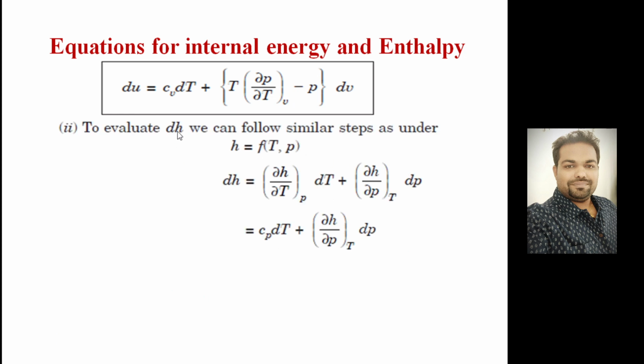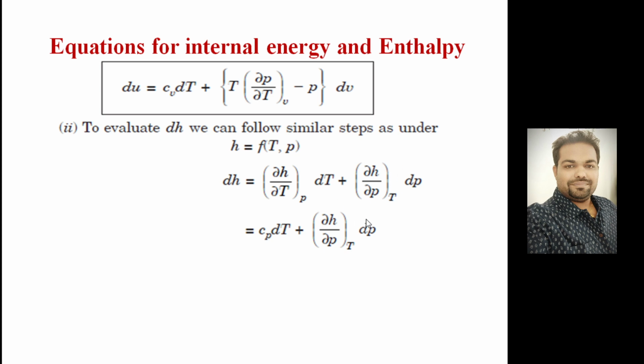So to evaluate change in enthalpy, again you have to make the analogy. Enthalpy is a function of temperature and pressure, right? So dh can be written as ∂h/∂T at constant P dT plus ∂h/∂P at constant T dP, right? Now this term is nothing but heat transfer, Cp dT, right? So in place of this we can write Cp dT, plus this term we need to evaluate.